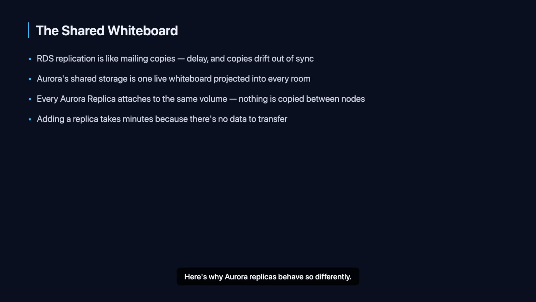Here's why Aurora replicas behave so differently. Traditional RDS replication is like mailing copies of your notes to colleagues in other offices. There's delay, and copies can drift out of sync. Aurora's shared storage is more like one live whiteboard projected onto a screen in every room at once. Every Aurora replica plugs into that same underlying volume, so nothing is copied between compute nodes at all. That's also why adding a replica takes minutes instead of hours. There's simply no data to transfer. The new instance just attaches to the volume that's already there.